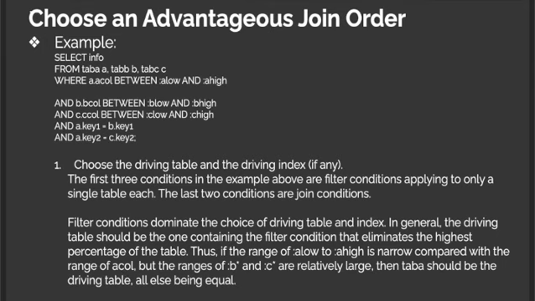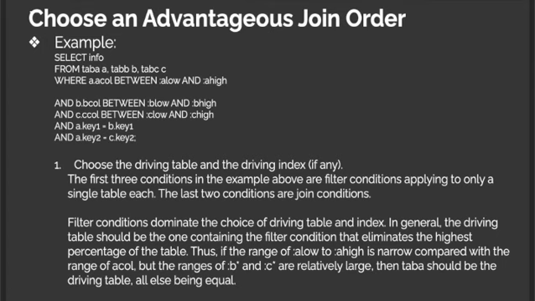Choose the driving table and driving index, if any. The first three conditions in the example above are filter conditions, applying to only a single table each. The last two conditions are join conditions. Filter conditions dominate the choice of driving table and index. In general, the driving table should be the one containing the filter condition that eliminates the highest percentage of the table.